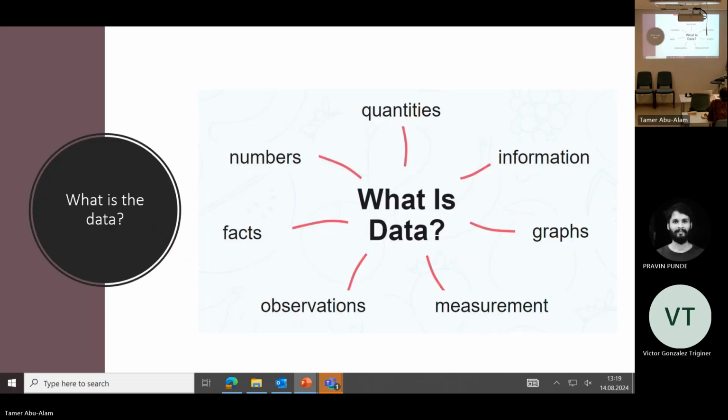What's the data? The data is any numbers, quantities, information, graphs, measurements, observations, facts. The photos that you make in your social media, this is data. The posts that you create in social media are data. Your message, the SMS that you send to your friend, is data. All of this is data. Anything that's recorded in an abstract media? Not really. Anything that is created, regardless of whether it's recorded or not, is data.